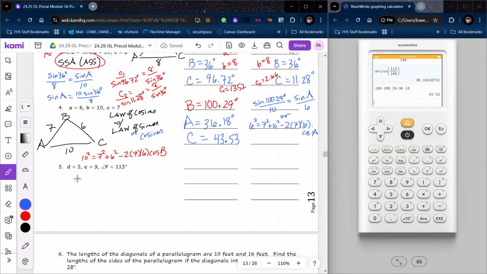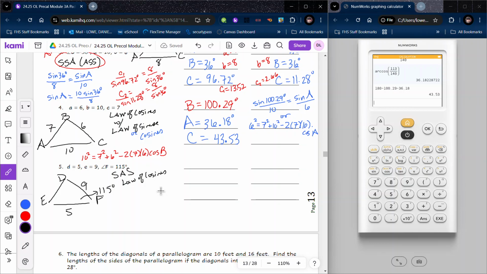If we look at this last triangle, to get this set up, it looks to be EDF, where side E is 9, side D is 5, and angle F is 115 degrees. So this is a side angle side situation. For side angle side, I know I'm going to use the law of cosines.